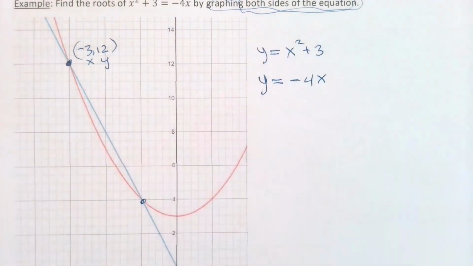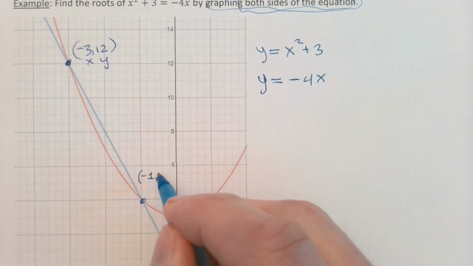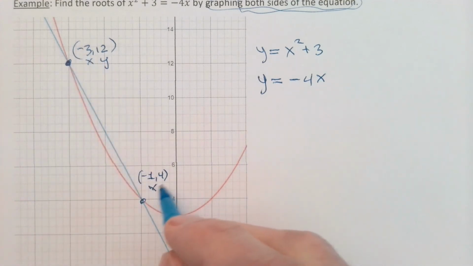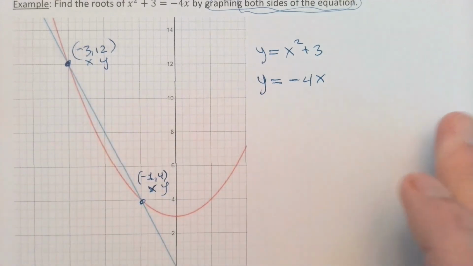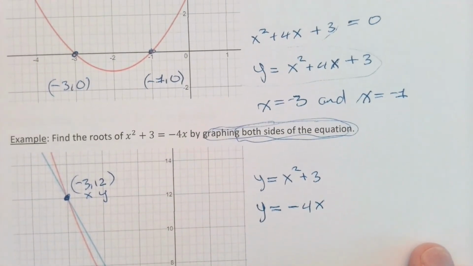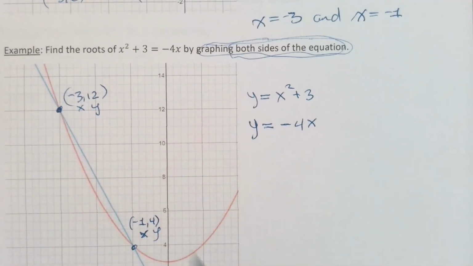And this one down here appears to be -1, 4. Now what you'll notice is that at these intersection points, the x's are -3 and -1 respectively. And those are exactly the same roots I obtained in the last problem by looking for x-intercepts. So again, this is just another way to do it.